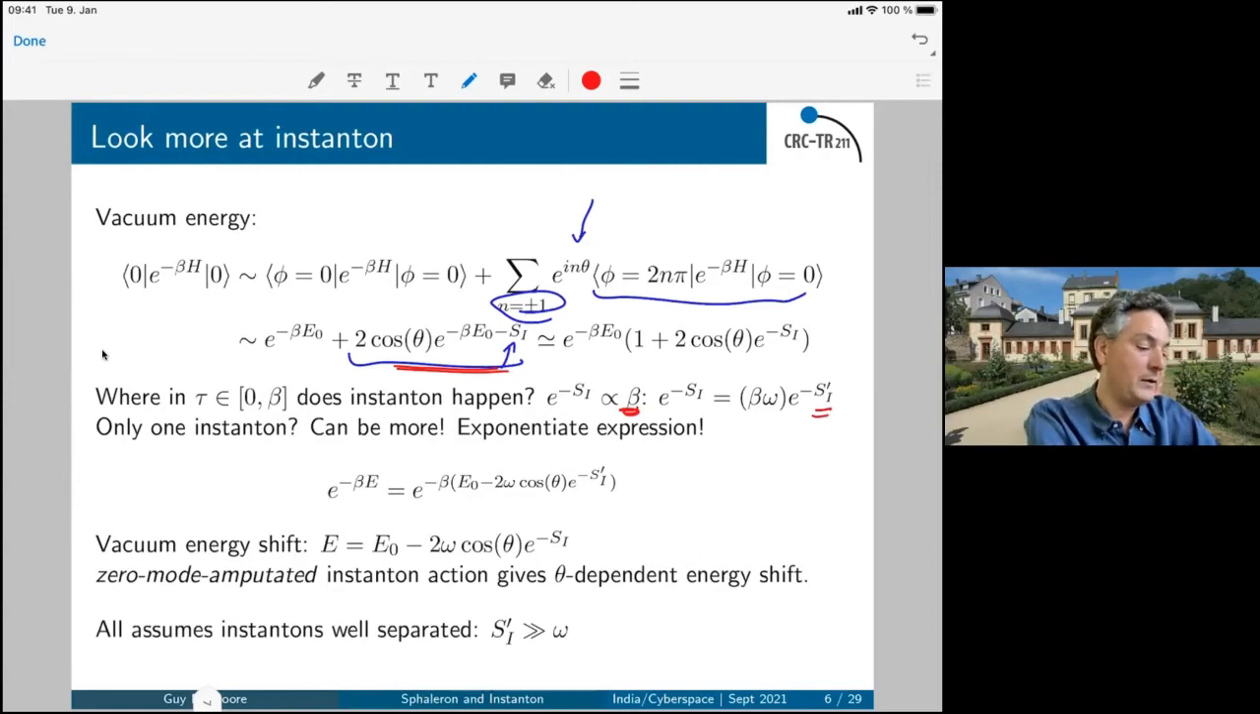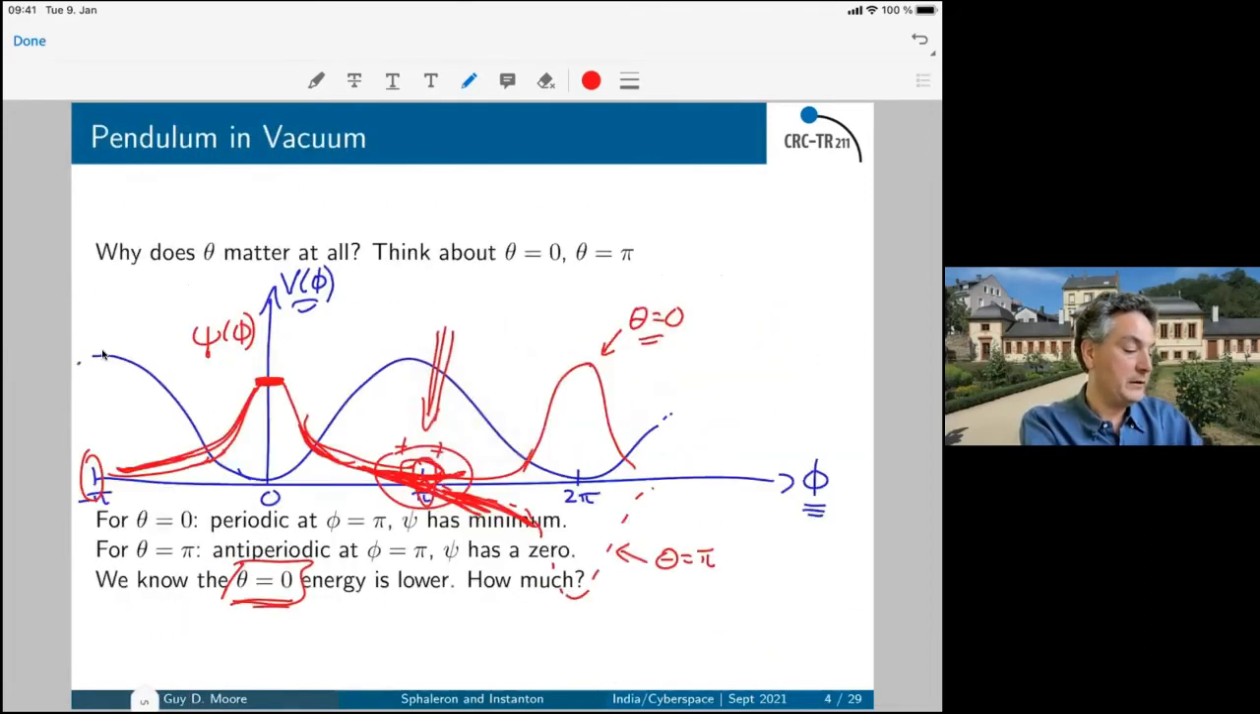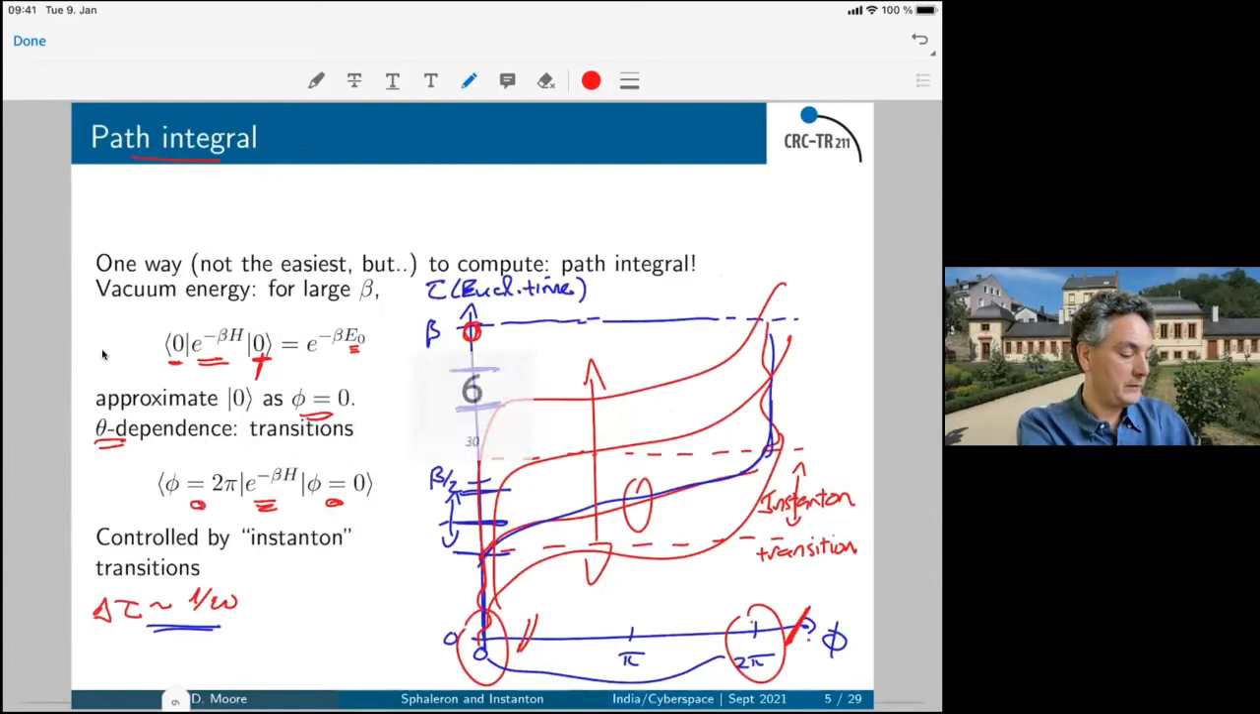And that's the thing that's actually going to give me a shift in the vacuum energy. So the vacuum energy will turn out to go as cosine theta, and this will be exponential in this zero mode reduced action for the instanton. So there's an exponentially suppressed shift to the vacuum energy, and it's exponentially suppressed because the wave function here is exponentially small. So that's sort of expected.